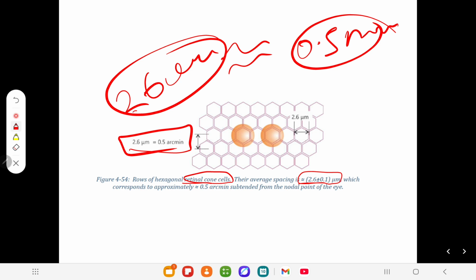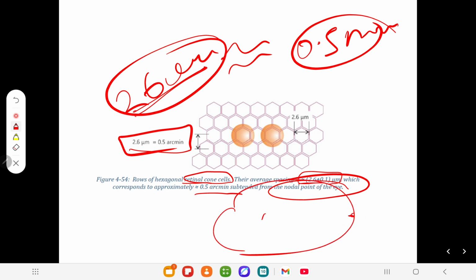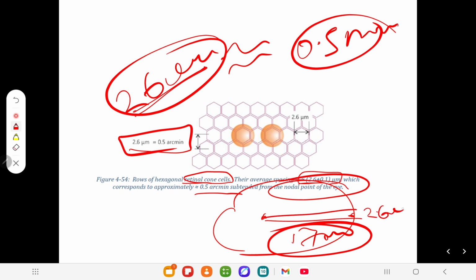Can you convert this value? You can convert this value by calculating. What is the angle made by this particular 2.6 micrometers? That's your homework. It approximately corresponds to 0.5 arc minute, and you know that the distance from the retina to the secondary nodal point is approximately 17 mm. Then you can calculate with 2.6 micrometers and 17 mm here. Just calculate the angle. Okay, it's quite okay.